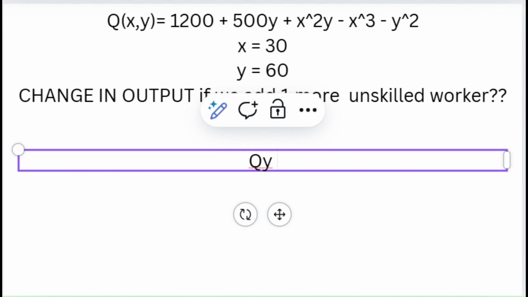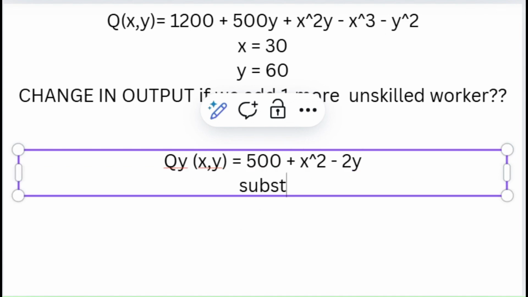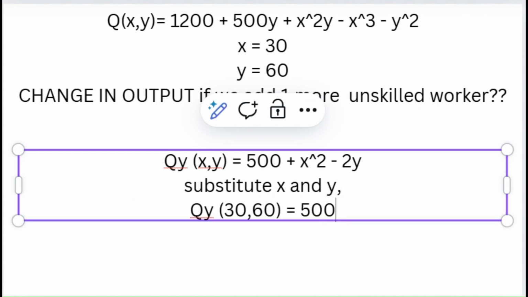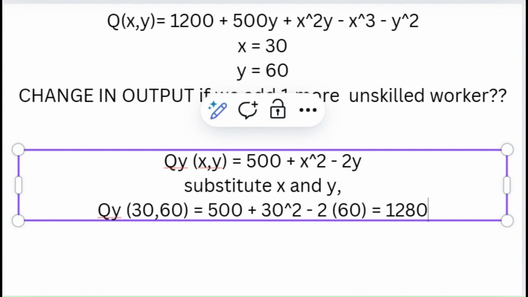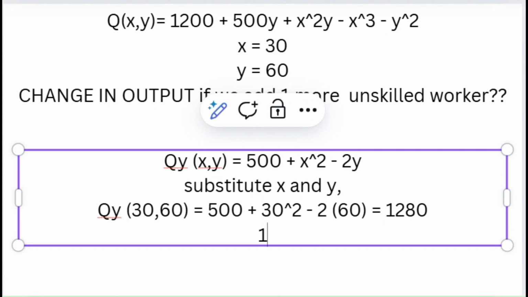First, we find the partial derivative with respect to y, which is 500 plus x squared minus 2y. After that, substitute both x and y. So then, to substitute this, we get 500 plus 30 squared minus 2 times 60 equals 1280. So, the estimated change in output is 1280 times 1, which is 1280 units.